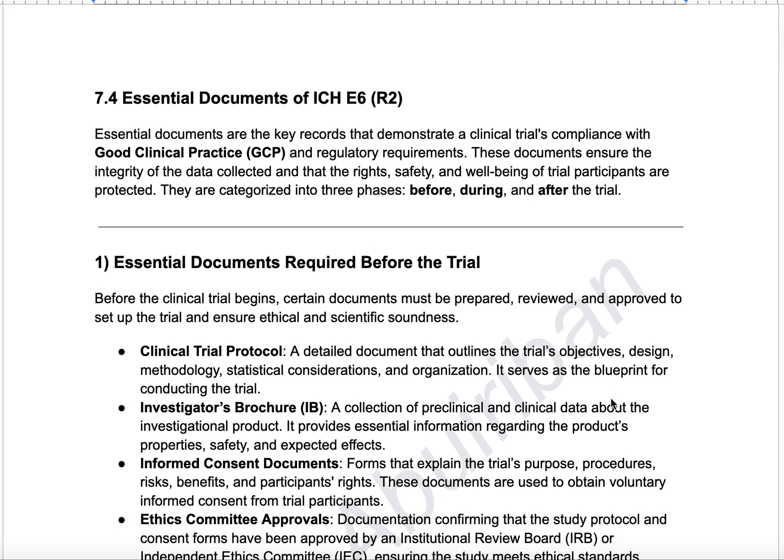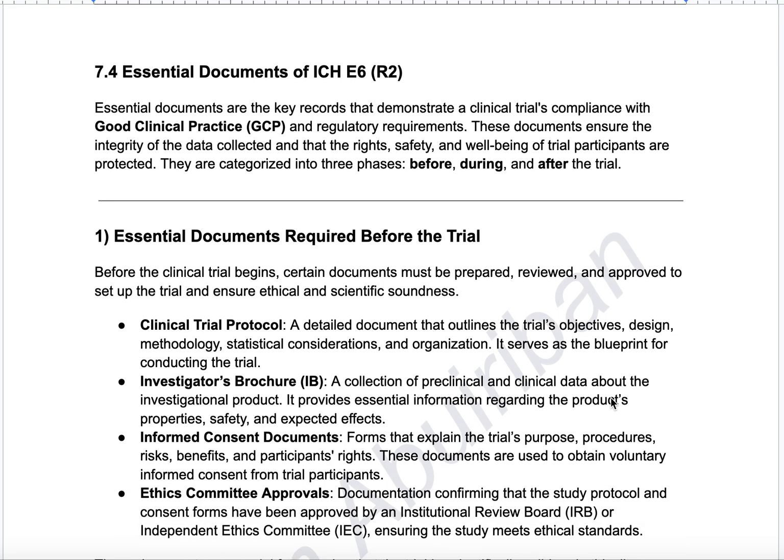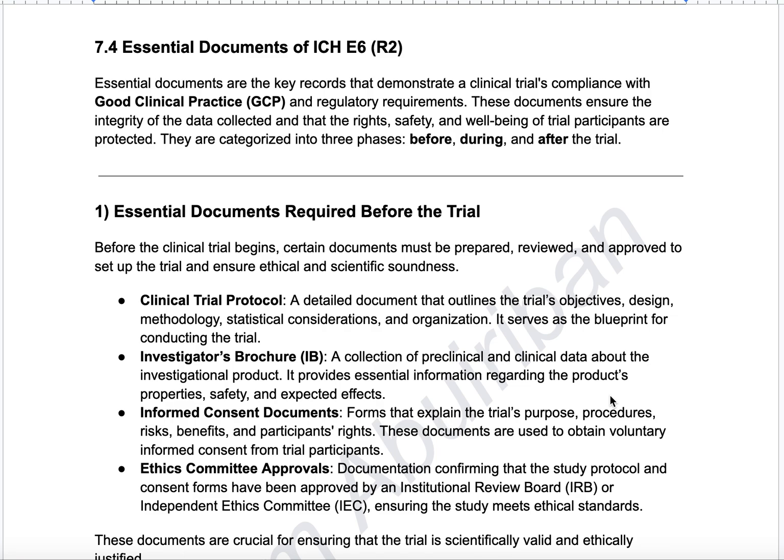Essential documents of good clinical practice, like the same ICH E6(R2). Just keep in mind that this is good clinical practice. Essential documents are key records that demonstrate a clinical trial's compliance with good clinical practice and regulatory requirements. These documents ensure the integrity of the data collected and that the rights, safety, and well-being of trial participants are protected.